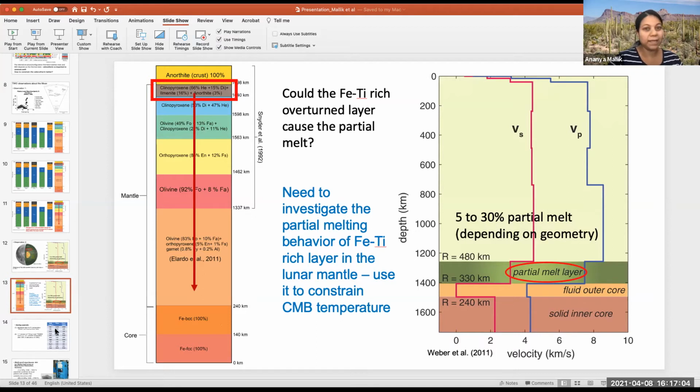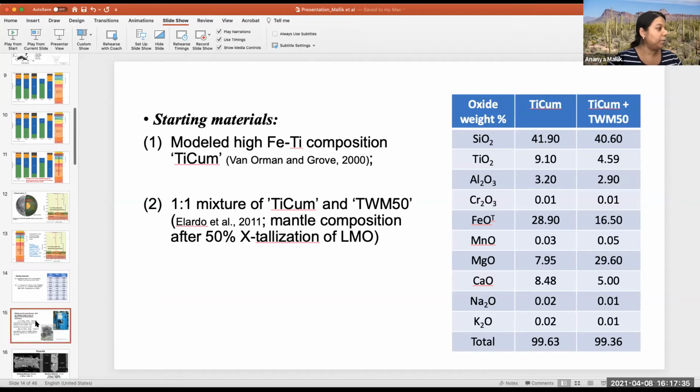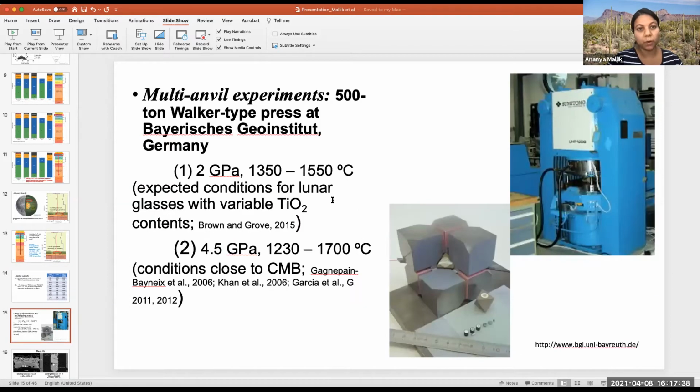So in order to investigate the partial melting behavior of these iron-titanium rich lithologies, we did some experiments. We basically synthesized two different compositions. One here is basically the composition of that iron-titanium rich layer that we expect to have crystallized from the lunar magma ocean. And then what we did was we mixed some mantle with it to make another starting composition. So that was the iron-titanium rich layer mixed in with some mantle, let's say. And then the experiments were done using what we call a multi-anvil device, which is basically this gigantic hydraulic press. This is actually in Bayreuth, Germany.